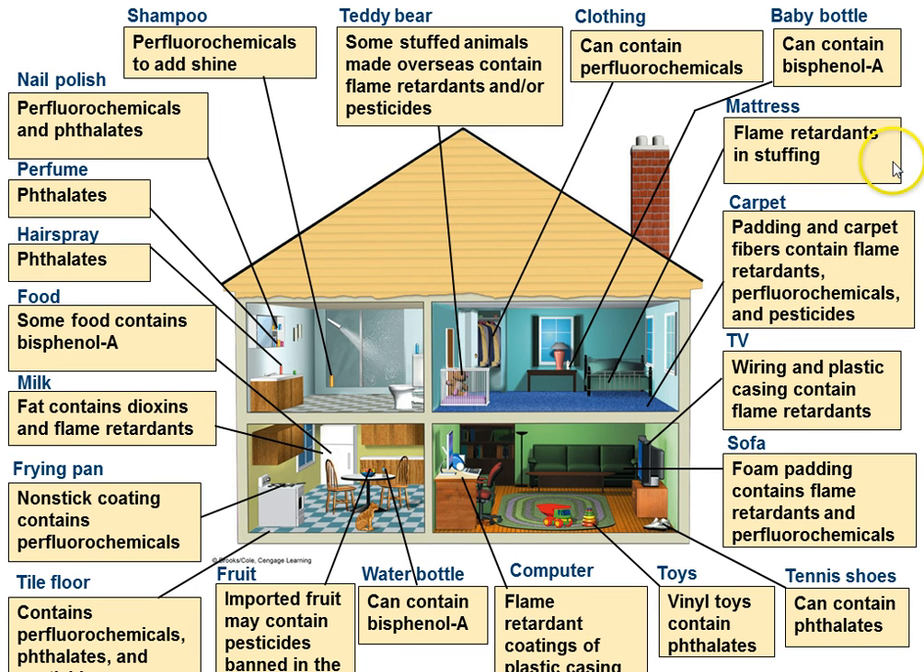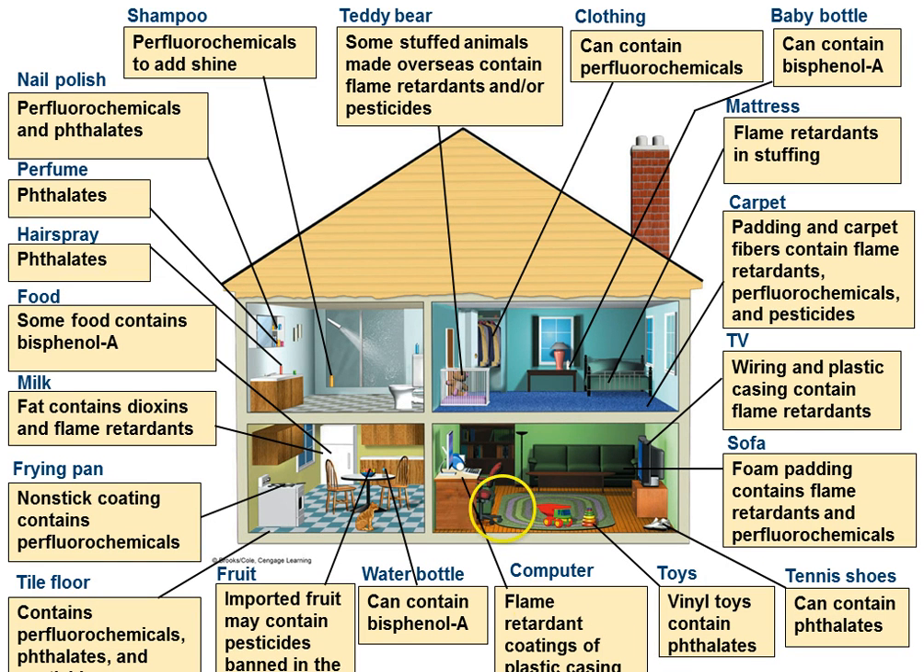Your mattress has flame retardants in the stuffing. Your carpet, again, flame retardants, perfluorochemicals, pesticides. TV wires and plastic contain flame retardants. Your sofa, the padding, contains, again, flame retardants, perfluorochemicals. Tennis shoes have phthalates in the bottom. Vinyl toys have phthalates. There's actually a book out there called, I think it's something called Death by Rubber Ducky, talking about how little kids put these things in their mouth and they're really ingesting that BPA, those phthalates.